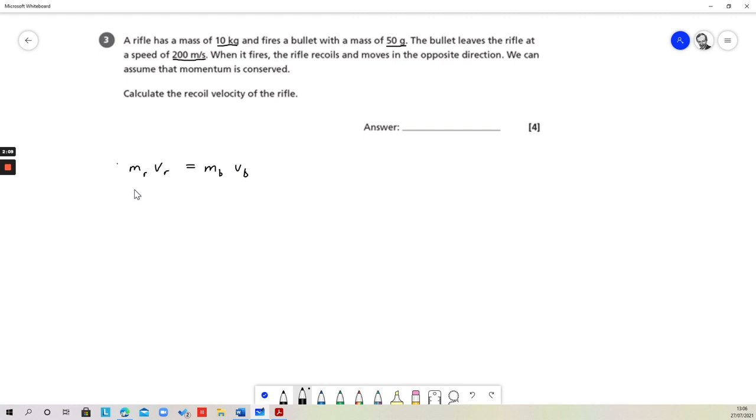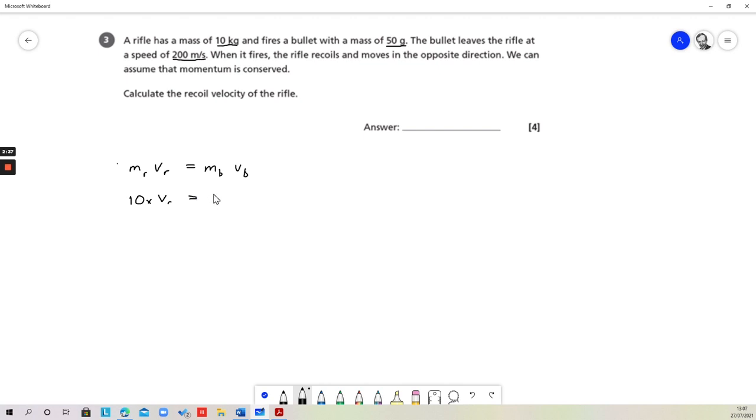The next stage that we're going to do is to substitute values where we have them into each of these. So the mass of the rifle is 10 kilograms. So on the next row, instead of Mr, we'll put 10. The velocity of the rifle is the one thing that we don't know, because that's what we're being asked to work out. So we'll leave that as Vr. We'll keep the equal signs in line because that makes it easier to structure this.